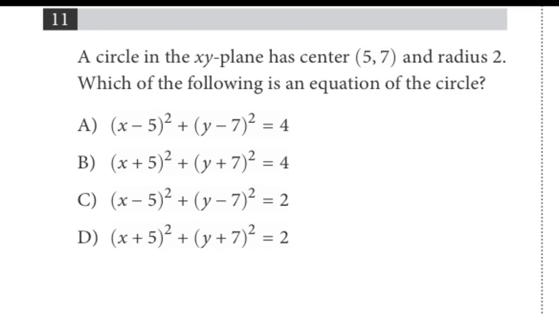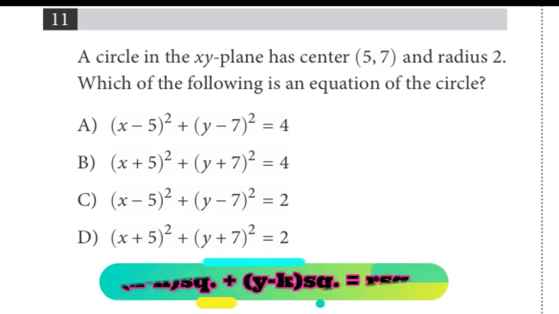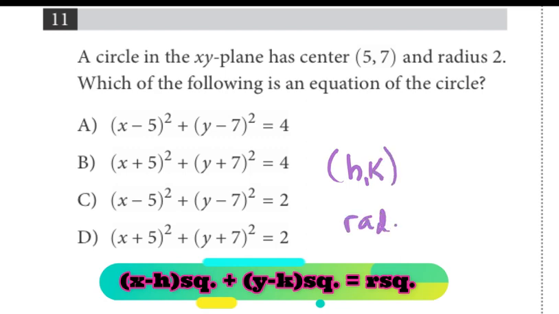Number 11. A circle in the XY plane has center (5, 7) and radius 2. Which of the following is an equation of the circle? Very simple question. Just know your equation of a circle: (x minus h) squared plus (y minus k) squared equals r squared, where the center is (h, k) and the radius is r.